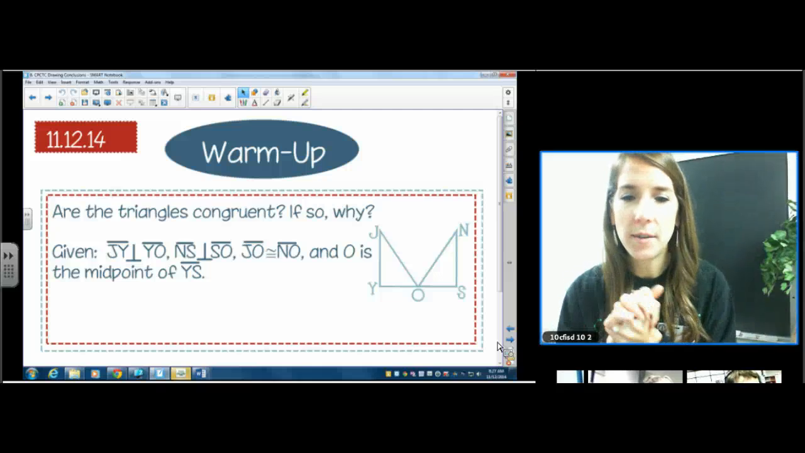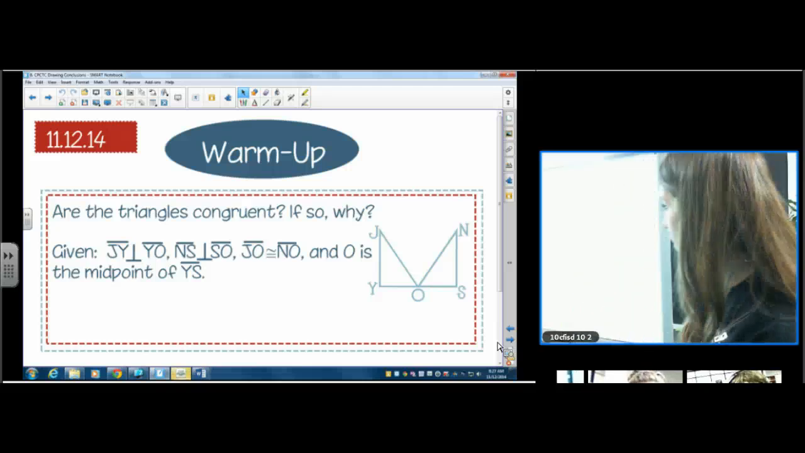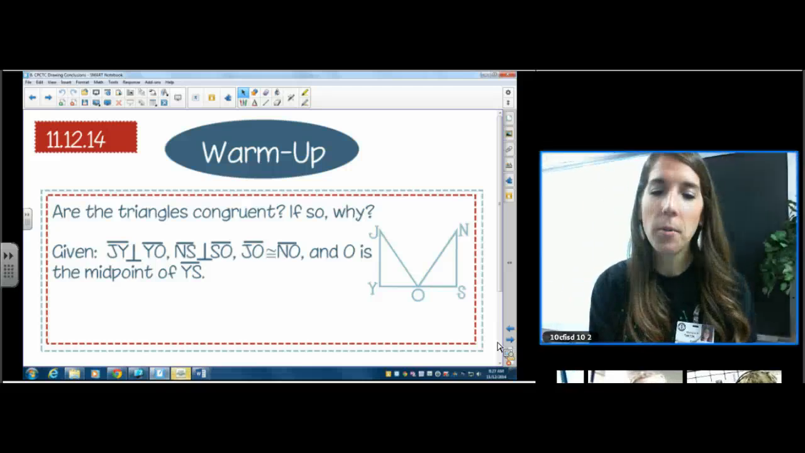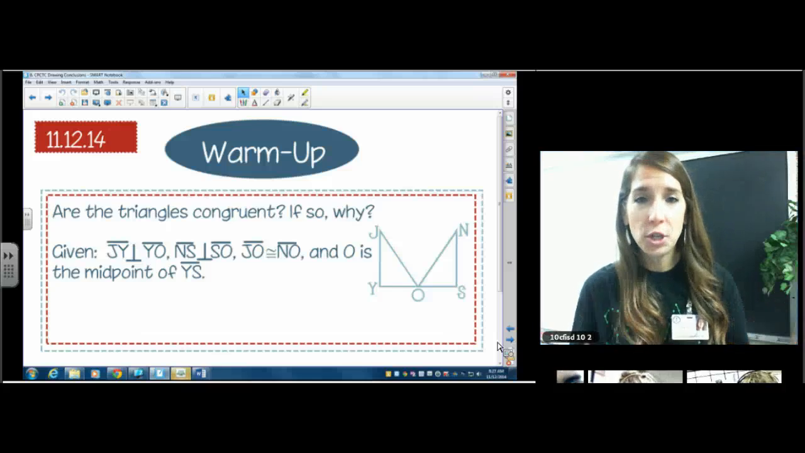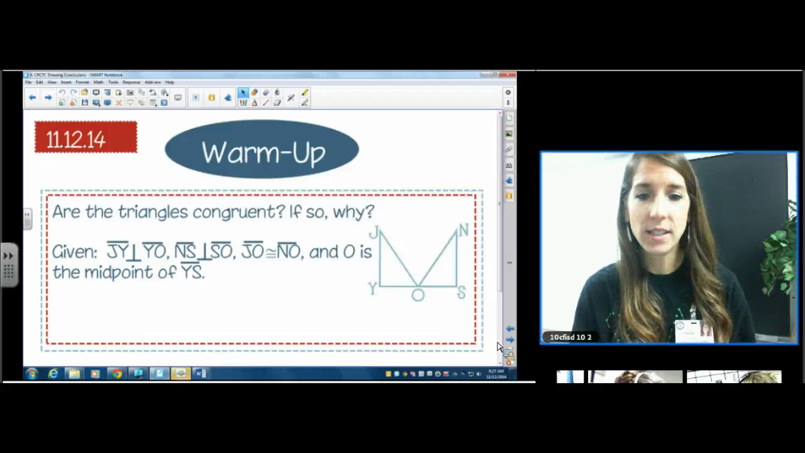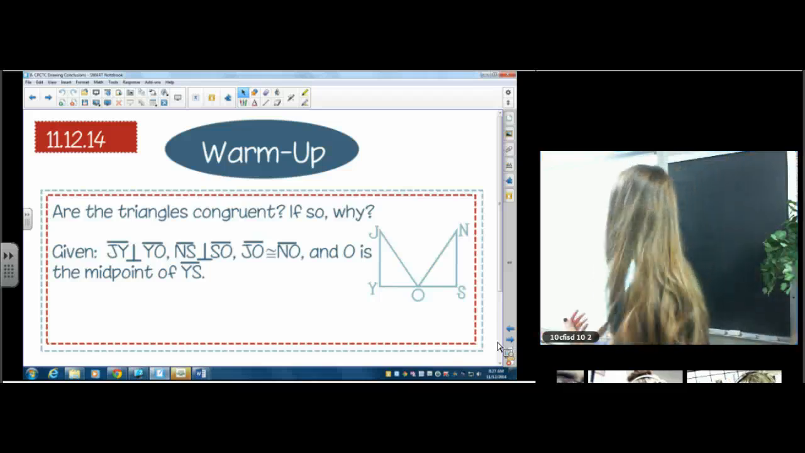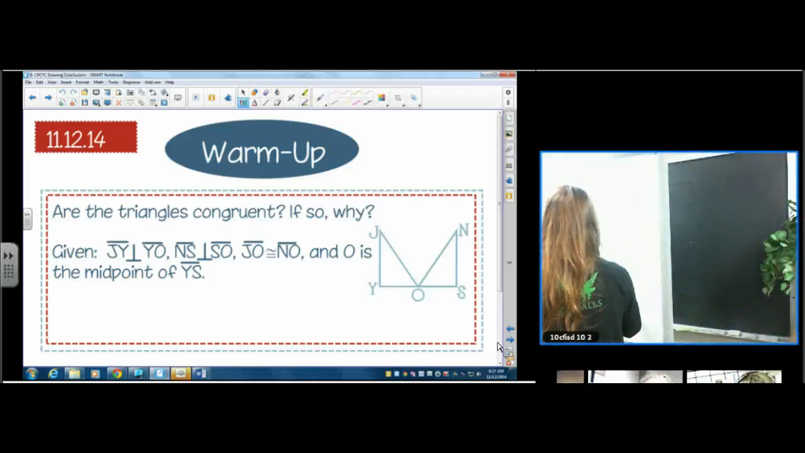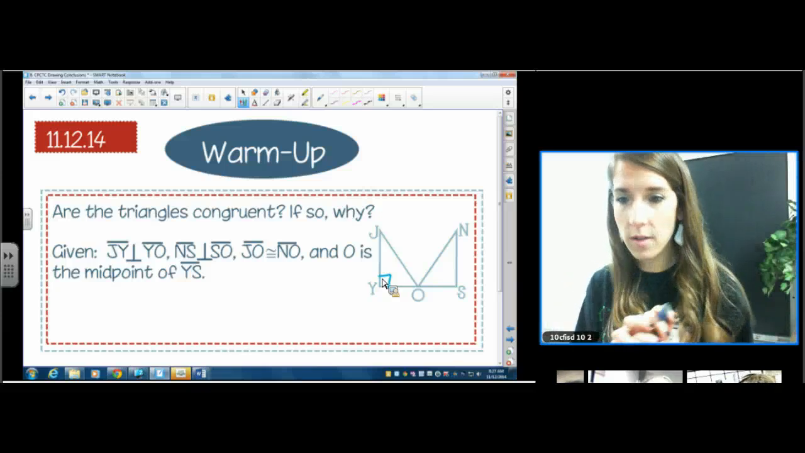Okay, so we have some given information. JY is perpendicular to YO. We learned yesterday, well, we always knew this, but we didn't necessarily know why. We learned if two lines are perpendicular, then they form a right angle, right? So we learned how to justify that. That's the definition of perpendicular lines. So JY is perpendicular to YO, so by definition of perpendicular lines, we have a right angle.